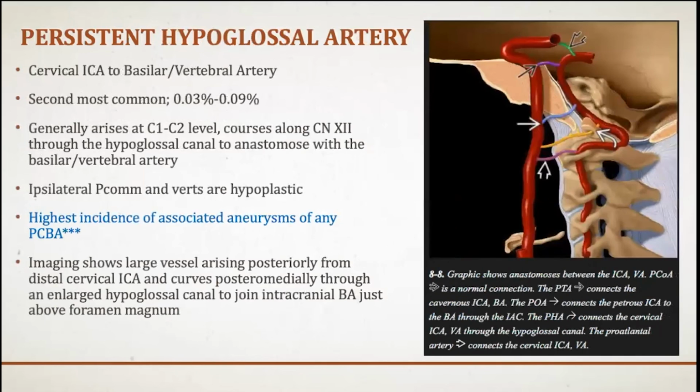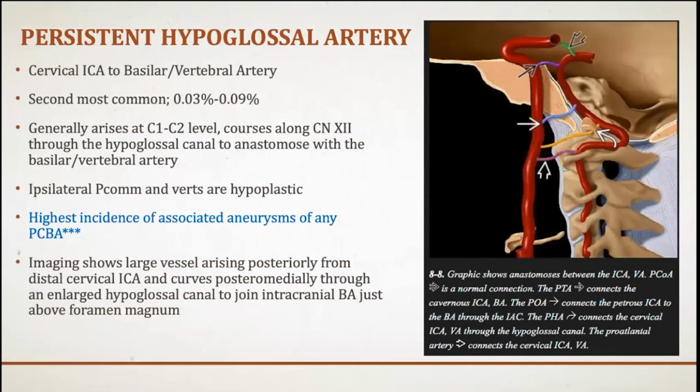The next variant is the persistent hypoglossal artery, and this connects the cervical ICA to the basilar or the vertebral artery. And this is the second most common after the persistent trigeminal. And this generally arises at the C1 or C2 level. And it goes along cranial nerve 12 through the hypoglossal canal to anastomose with the basilar or the vert. In this type of variant, the ipsilateral PCOM and verts are hypoplastic.